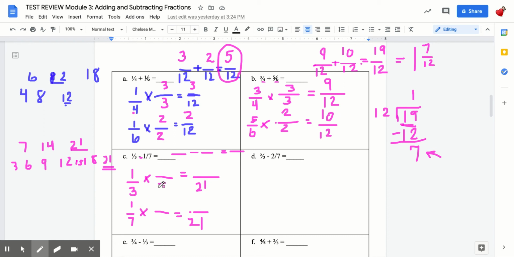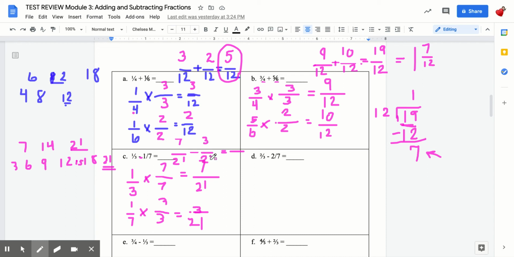3 times 7 is 21, so I need to multiply by 7/7. 1 times 7 is 7/21. So I'll fill in up here 7/21 in my new number sentence. Well, what's sevenths into 21sts? 7 times 3 is 21, so I need to multiply by 3/3. 1 times 3 is 3. So then here's my 3/21.